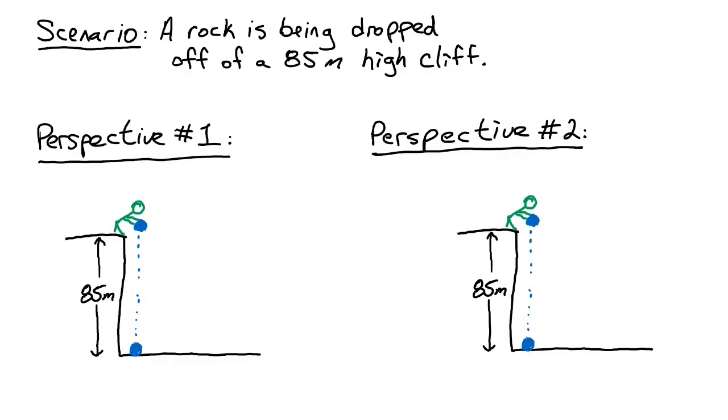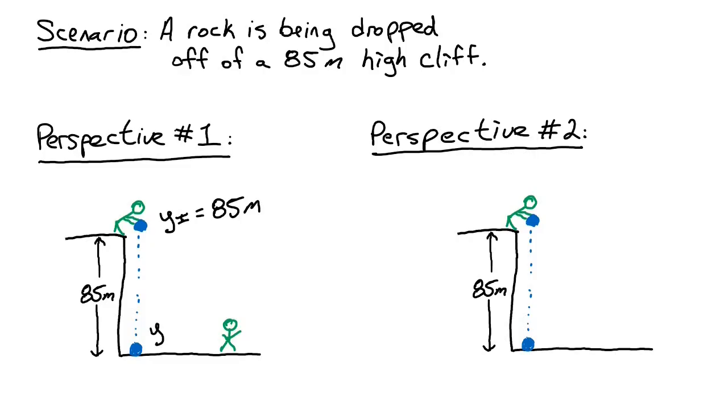Okay, so say we have a scenario where a rock is being dropped off of an 85-meter high cliff. I'm going to call this perspective 1 and perspective 2 of this happening. Let's say your buddy is on a cliff and he's saying to you, hey, check me out. I'm up on a cliff. I'm going to drop this rock. And you're all the way down here and you're observing this. You're saying, hey, look, that's a really high cliff. So what would you say is the initial height of the object? Okay, it's 85 meters high.